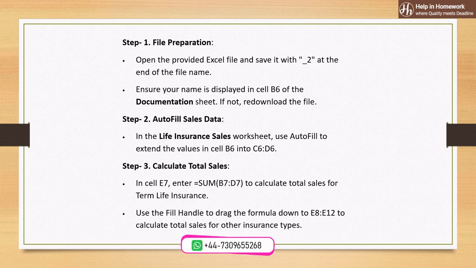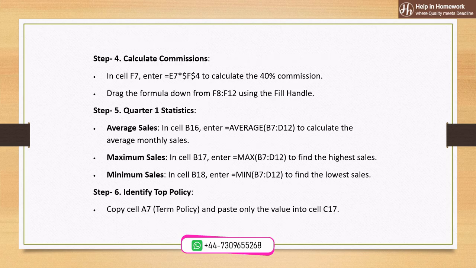Step 3. Calculate total sales. In cell E7, enter =SUM(B7:D7) to calculate total sales for term life insurance. Use the fill handle to drag the formula down to E8:E12 to calculate total sales for other insurance types. Step 4. Calculate commissions. In cell F7, enter =E7*$F$4 to calculate the 40% commission. Drag the formula down from F8 to F12 using the fill handle.